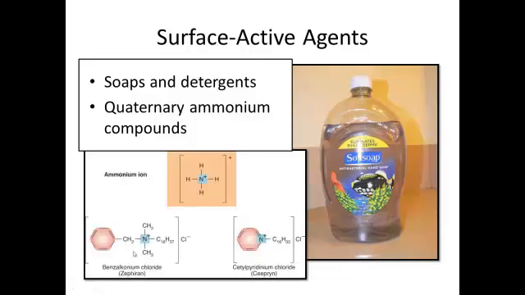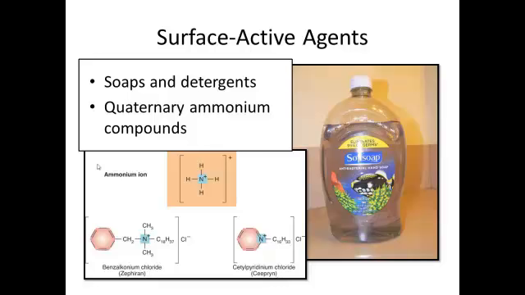Now let's talk about quaternary ammonium chloride compounds. Here's your ammonium ion. This is basically ammonia that you would use in Windex, and we've attached other stuff to it. This increases how long they're able to be active, decreases the amount of time it takes for it to evaporate, and it makes it so that it lays down very nicely on countertops.